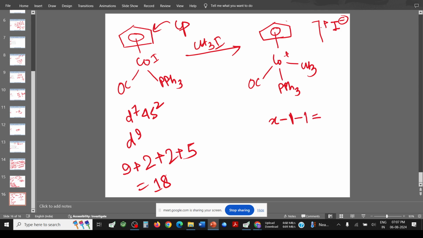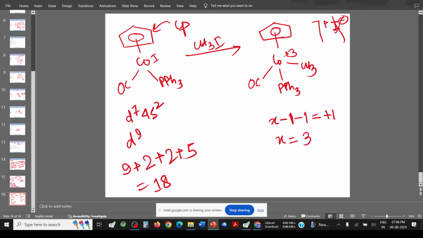Overall charge is positive, so we have +1. Forget about this I. This is to balance the counter anion. So overall charge on this center is +1. So X equal to 3. So the oxidation state of the metal is +3. Is this clear?